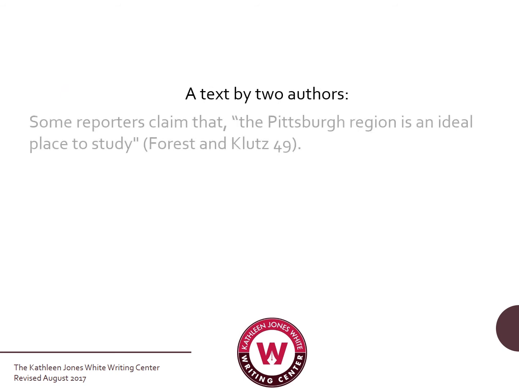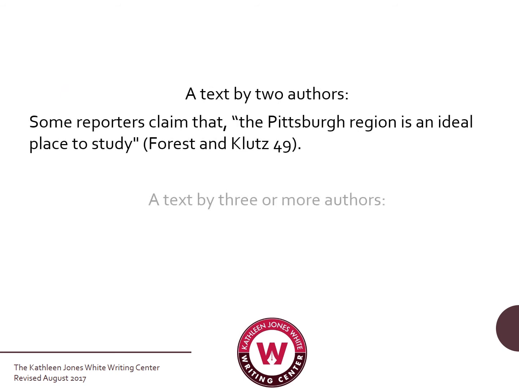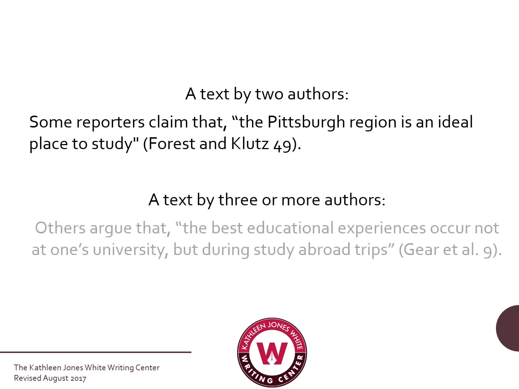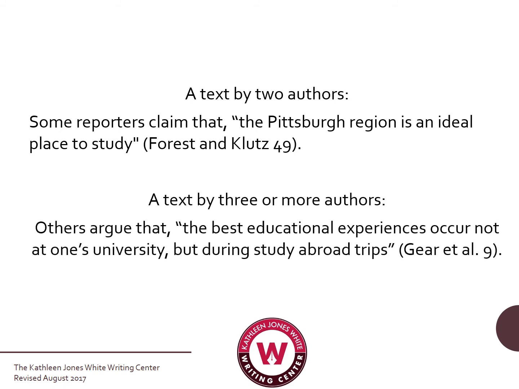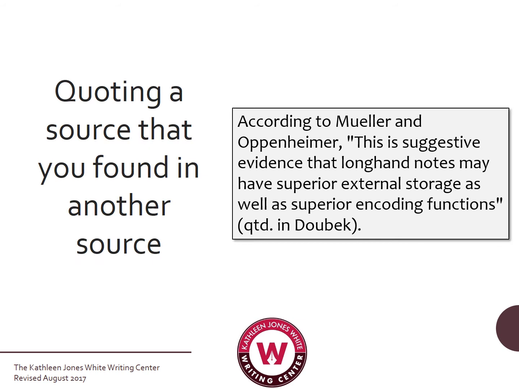Sometimes you'll need to cite a text written by 2 authors. If so, include both authors' names in the in-text citation, like the example on the screen. The second example on the screen shows you how to cite a text by 3 or more authors. Note that you include the last name of the first author listed and then the words et al.